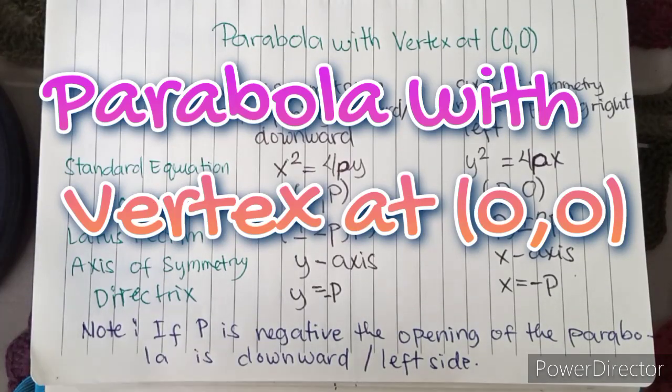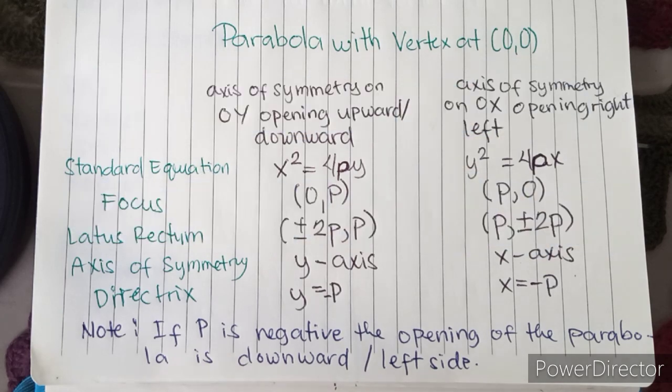So, good day, class. Our topic for today is parabola with a vertex at 0, 0. So, ito yung mga gagamitin nating formula to solve the equation. So, we have here dalawa yung magiging gagamitin natin. So, the first one, we have the axis of symmetry on OY or 0Y opening upward or downward. So, ito yung ating vertical. So, for the other one, we have the axis of symmetry on OX or 0X opening right or left.